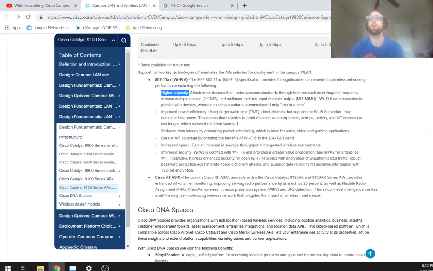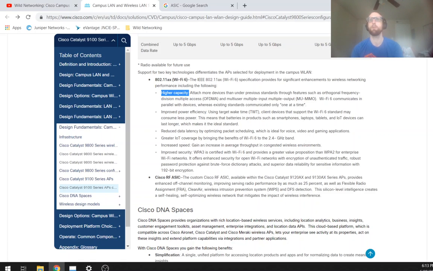Improved power efficiency using target wake time (TWT). Client devices that support the Wi-Fi 6 standard may consume less power. This means that batteries in products such as smartphones, laptops, tablets, and IoT devices can last longer, which makes it the ideal standard. Reduced data latency by optimizing packet scheduling, which is ideal for voice, video, and gaming applications. Greater IoT coverage by bringing the benefits of Wi-Fi 6 to the 2.4 gigahertz band. Increased speed, gain, and access in average throughput in congested wireless environments.